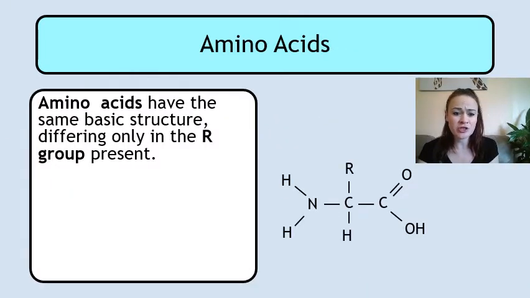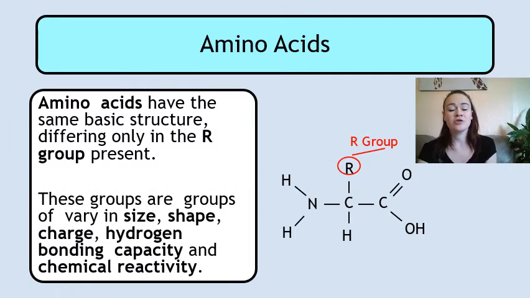The actual structure of the amino acid, they've all got the same basic structure, and they only really differ in this R group. Okay, so every other bit of the molecule is the same. Now, these groups can vary in size, in shape, in charge. It could be positively charged or negatively charged, which is going to give that charge to the amino acid. Hydrogen bonding capacity, so basically how many hydrogen bonds can it join onto, and chemical reactivity.